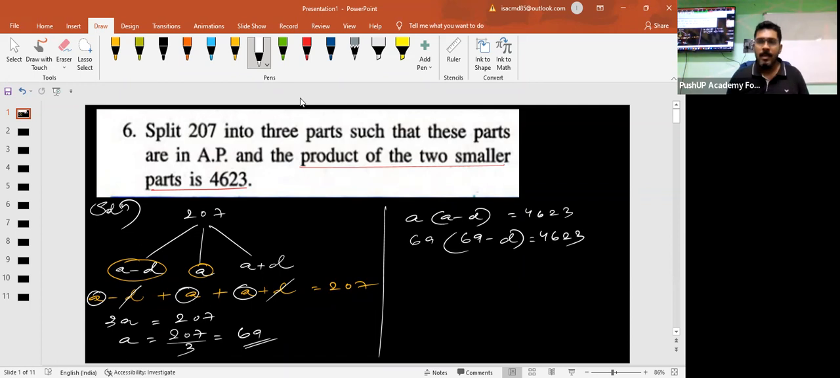All right. Let's bring 69 to the right hand side. That is equal to 4623 divided by 69. I'm just shifting 69 to the right hand side.